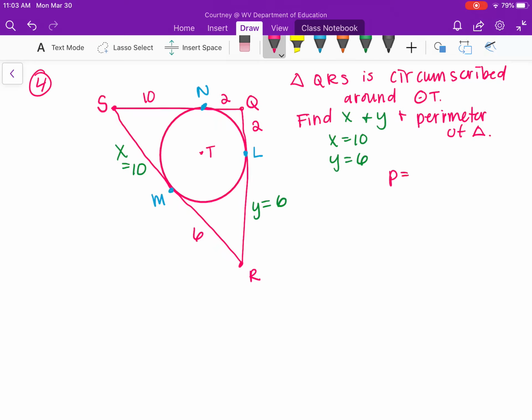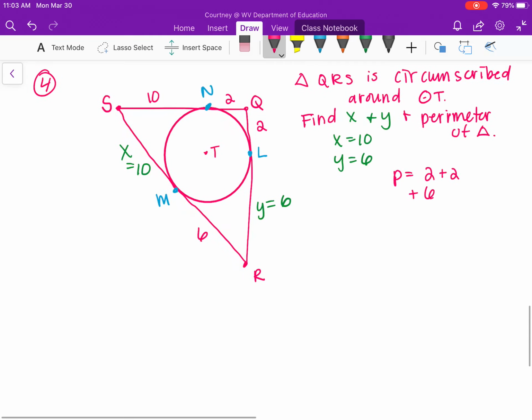Let's find the perimeter of this thing. We can do that by just adding up all the sides together. So we have 2 plus 2 plus 6 plus 6 plus 10 plus 10. The perimeter is going to be 36. And it doesn't give us any units, so we just say 36.